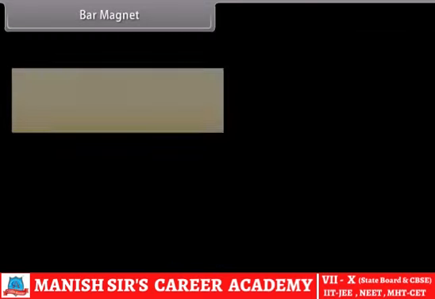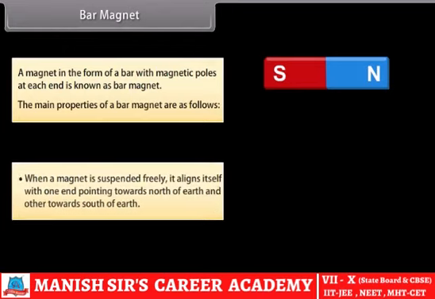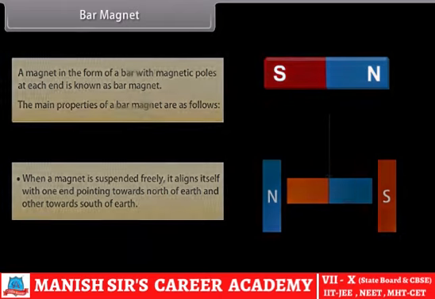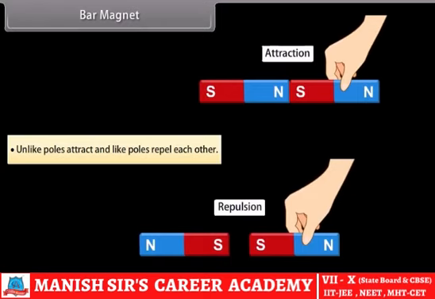Bar magnet. A magnet in the form of a bar with magnetic poles at each end is known as a bar magnet. The main properties of a bar magnet are as follows. When a magnet is suspended freely, it aligns itself with one end pointing towards north of Earth and the other towards south of Earth. Unlike poles attract and like poles repel each other.